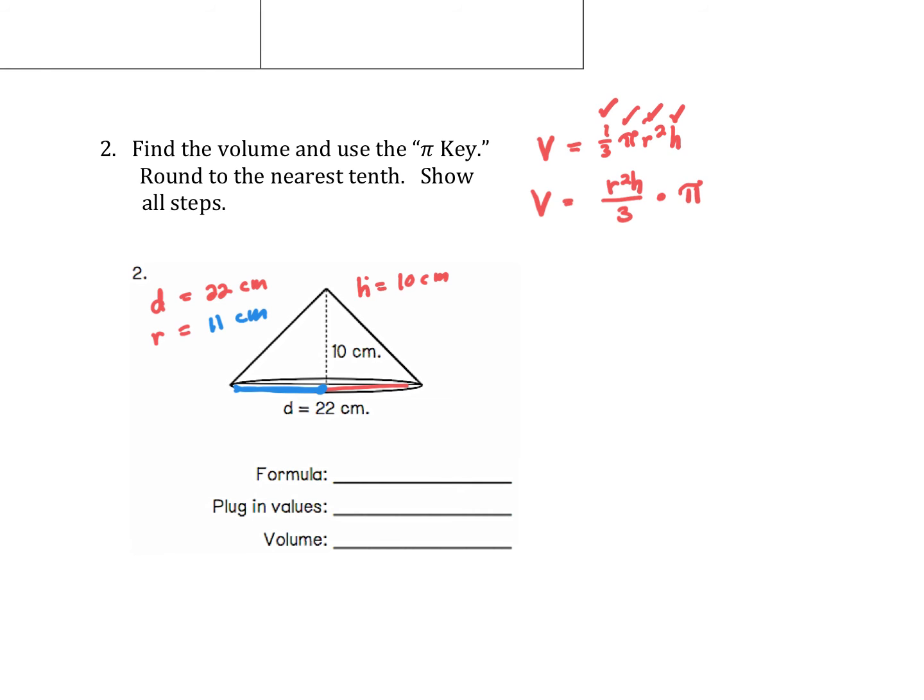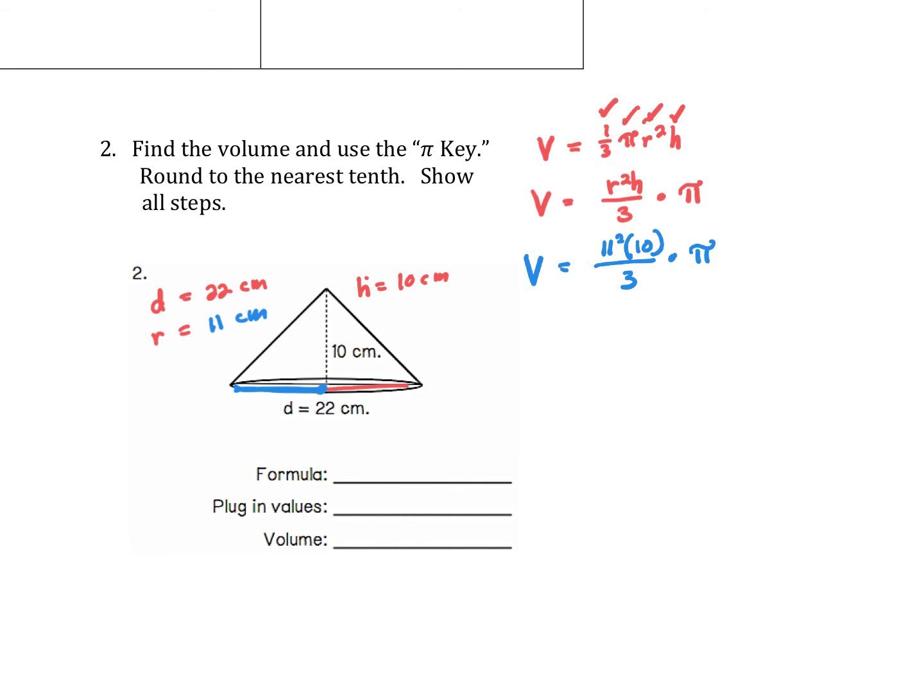So now we're ready to substitute into the formula. We're going to start with V for volume of this cone equals r squared. Now we're going to replace that with 11 squared times the height, and the height is 10. And we're dividing that by 3 instead of multiplying it by 1/3, times pi. And again, I'm going to wait till the very end to work with pi.